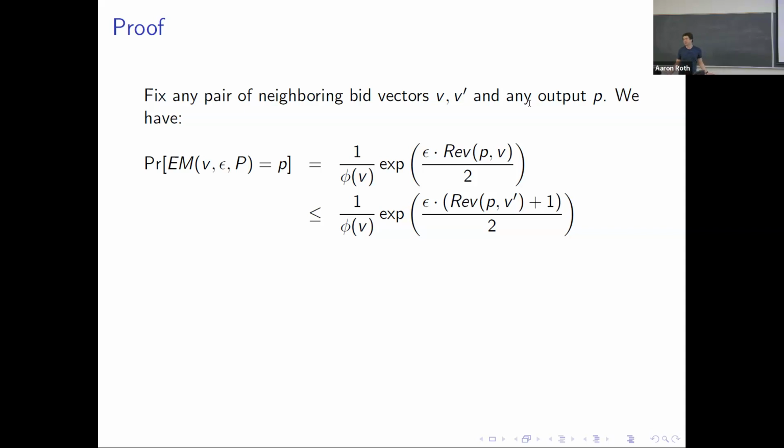And the price was a number between 0 and 1. So if the price is between 0 and 1, and at most one person has changed their willingness to buy the good, then the revenue changes by at most 1. And so I know that the revenue that I make at price p, when the bids are v, and before you've unilaterally deviated, is at most the revenue I would make after your unilateral deviation, plus 1. Maybe after you deviate, the revenue goes up or down by 1.